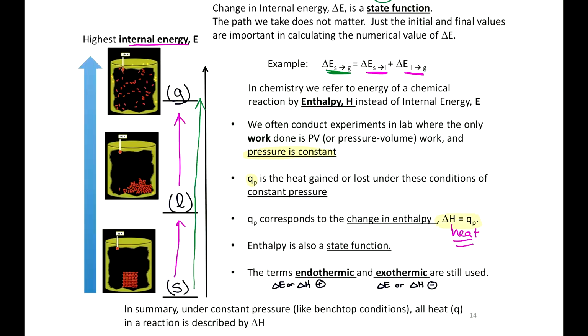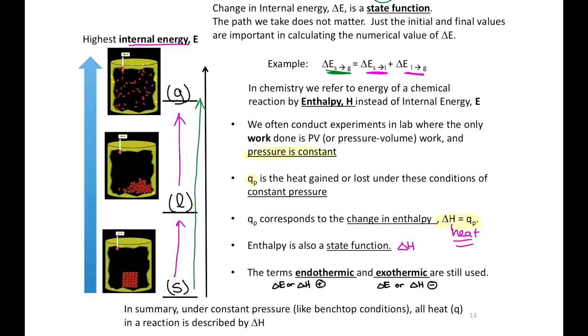Enthalpy, delta H, is also a state function, just like change in total internal energy. And the terms endothermic and exothermic are still used here. So if delta E or delta H is positive, that's endothermic, and if delta E or delta H is negative, that's still exothermic. All right, so we're just going to switch out the E with an H now and talk about heat. Calculations will be a little bit easier here.